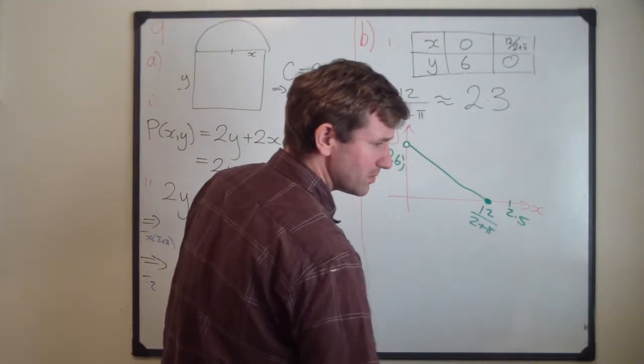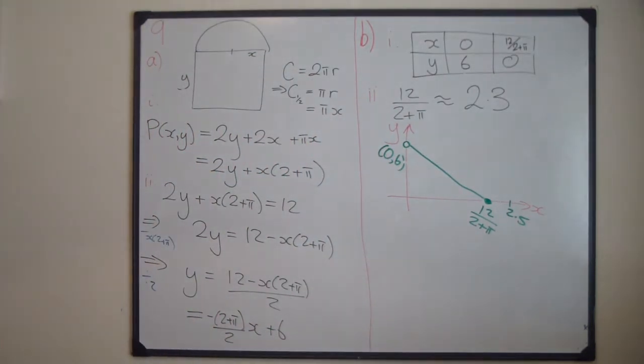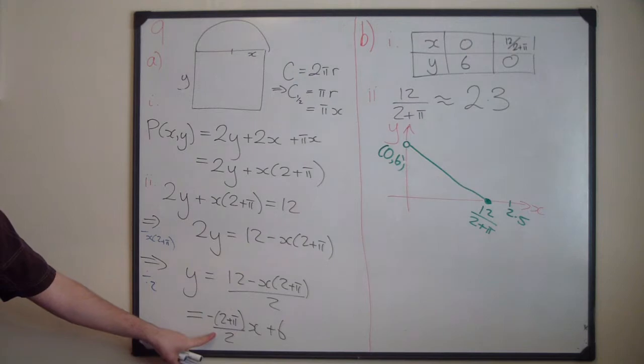Okay, find the slope of the graph of y correct to 2 decimal places. Well, this is the slope.